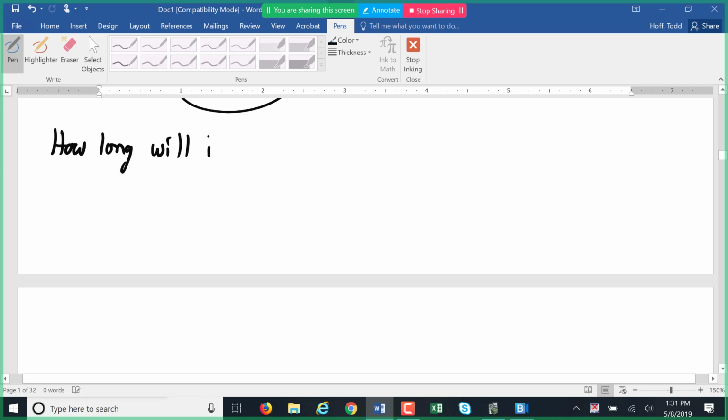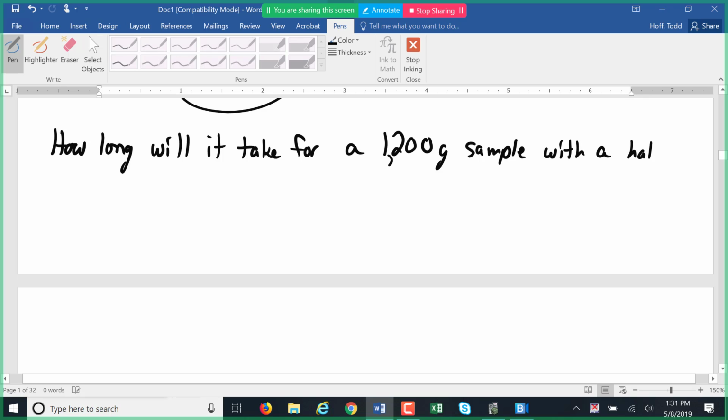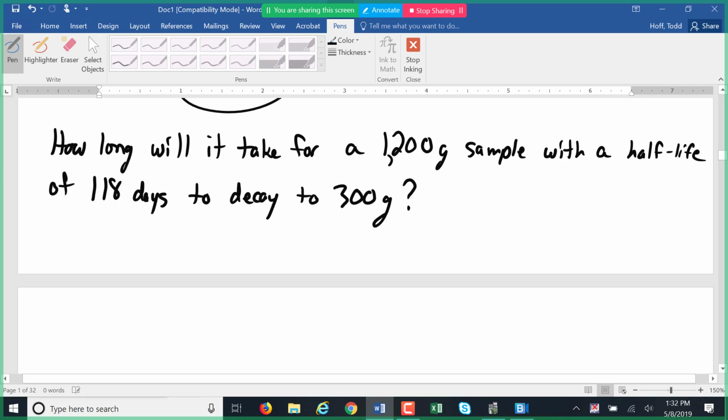How long will it take for a 1,200 gram sample with a half-life of 118 days to decay to 300 grams? I'll give you a couple minutes to try that.